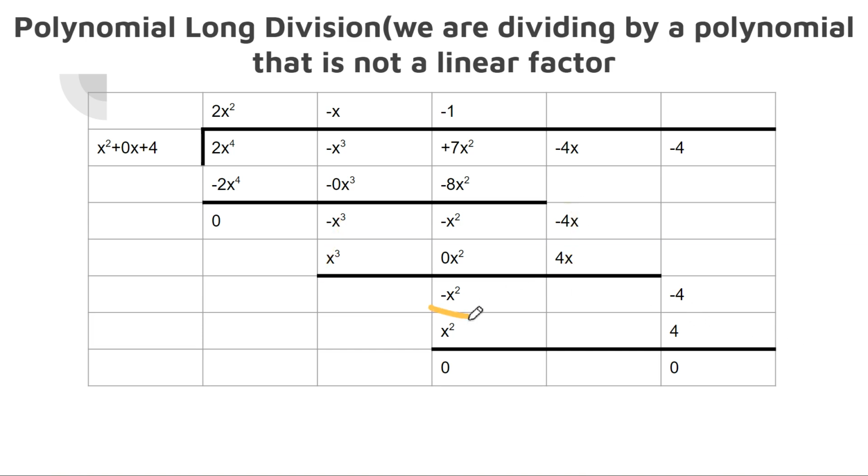And again, you will take this term, divide it by this term. Negative x squared divided by x squared is negative 1. Negative 1 results from multiplying it by these.